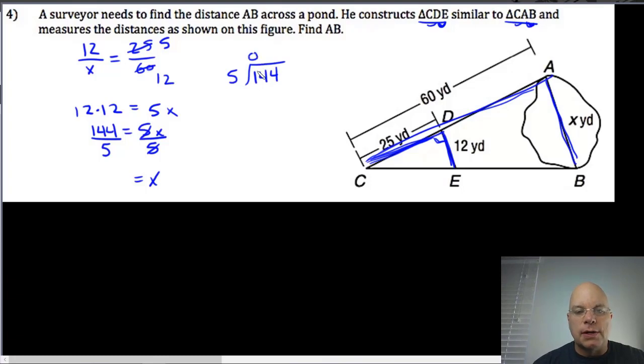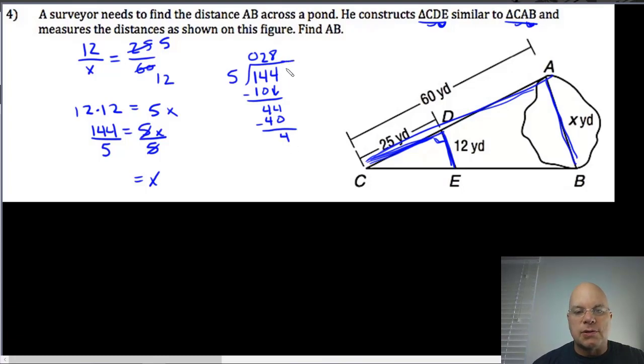There are 0 5s in 1. There are 2 5s in 14. 2 times 5 is 10. Subtract, you get a difference of 4, and bring down this 4. There are 8 5s in 44. 8 times 5 is 40. Subtract and we get 4.